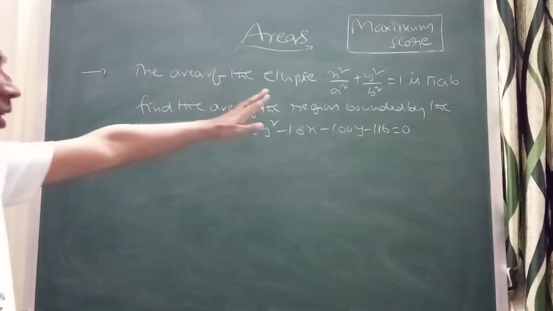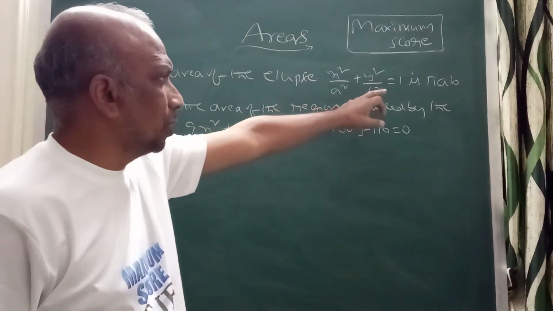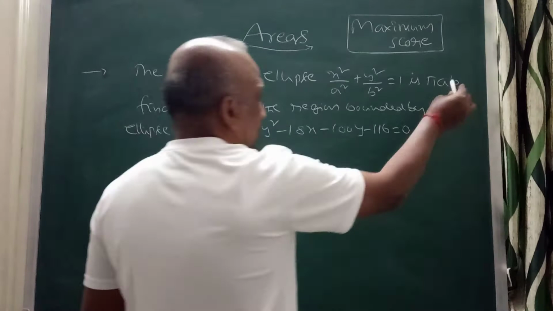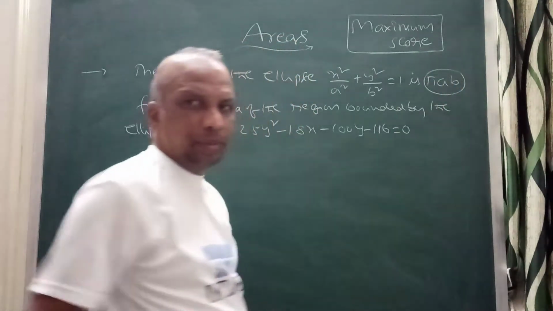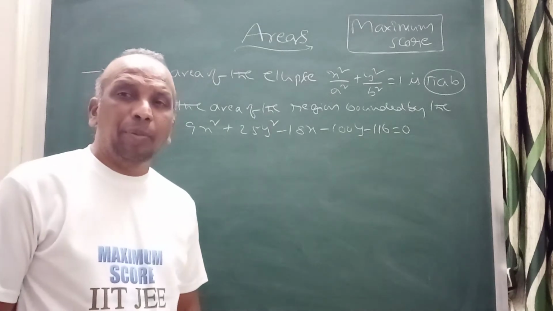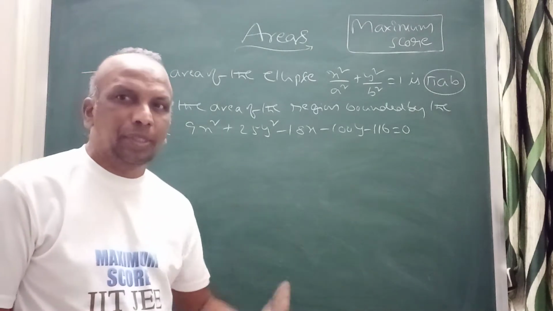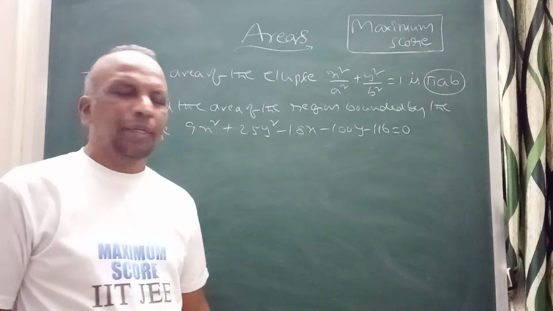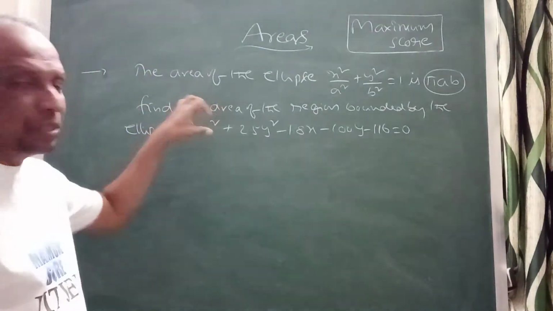Now the area of the ellipse x square by a square plus y square by b square equal to 1 is pi a b square units. If you know the length of the semi-major axis and semi-minor axis, we can find the area of the ellipse. No need to use integration, right? Now here you can see this should be in the standard form.